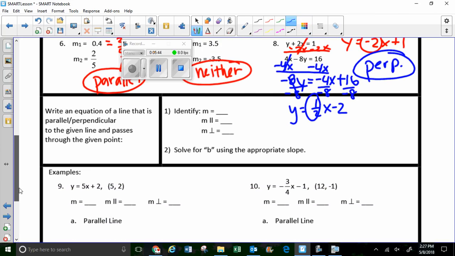Next, we're going to take it a step further and write the equation of a line that's either parallel or perpendicular to a line that we're given. So first step is to identify these three types of slope. And then step 2 is to solve for b using the appropriate slope.